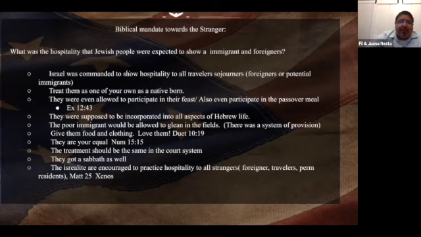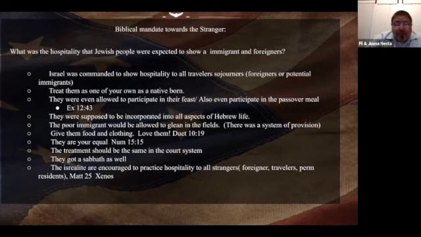So what was their responsibility for the ger? First of all, Israel was commanded to show hospitality to all travelers, sojourners, and foreigners, either the ger or the nokri. They were to show hospitality to everyone, just like Abraham did with the celestial beings. He didn't know who they were. They were just travelers, but he showed hospitality. But the ger in particular, they were to treat as native born. They were even allowed to participate in their feasts, even the Passover meal.